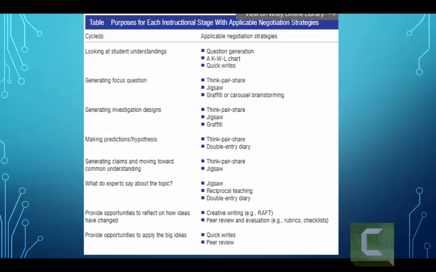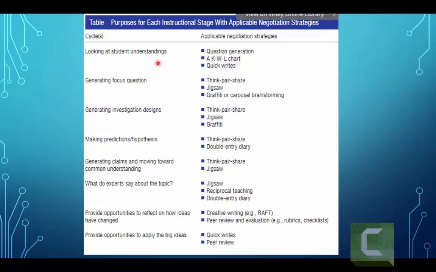And so this can seem a little bit overwhelming for the teacher. So if we look at this table, it shows us the different cycles and then different applicable negotiation strategies that could be used for this. So we'll look here. If we are looking at student understandings, this is like a pre-assessment, I would say. You can do a question generation, a KWL chart, or some quick writes just to assess, okay, what do the kids already know and understand about the topic at hand?